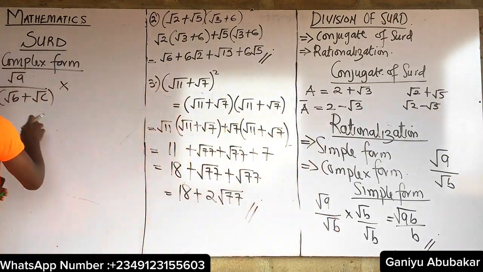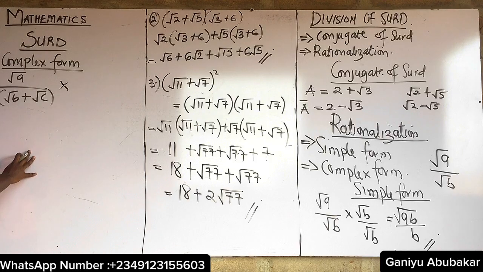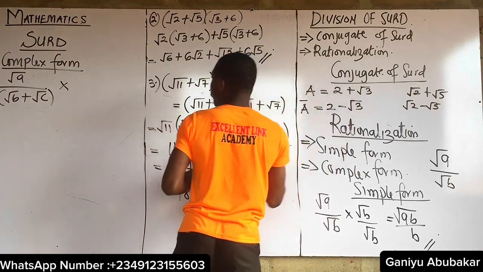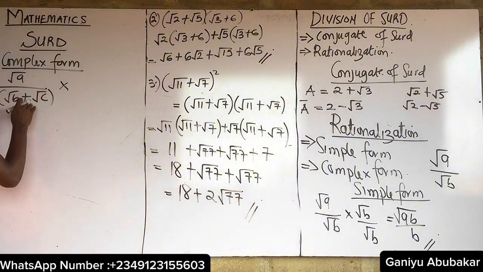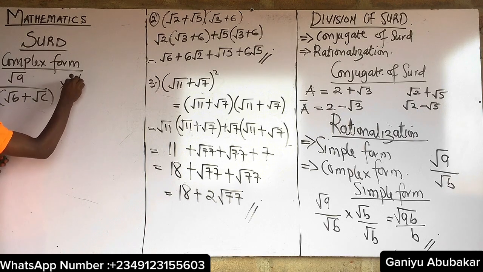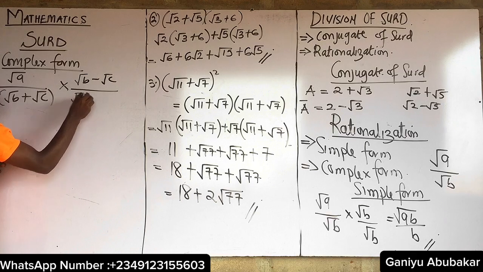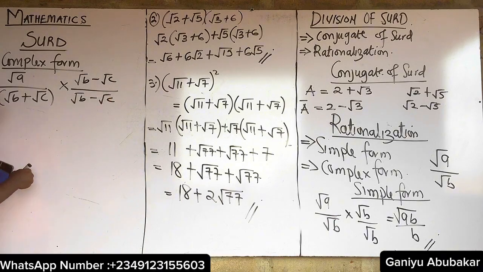This one here consists of 2 roots with a sign in between them. So I'll now apply the concept of conjugates here. Multiply numerator and denominator by the conjugate of the denominator. For this one, the conjugate becomes root B minus root C all over root B minus root C. That's the concept behind this one. Multiply numerator and denominator by the conjugate of the denominator. Change the sign.